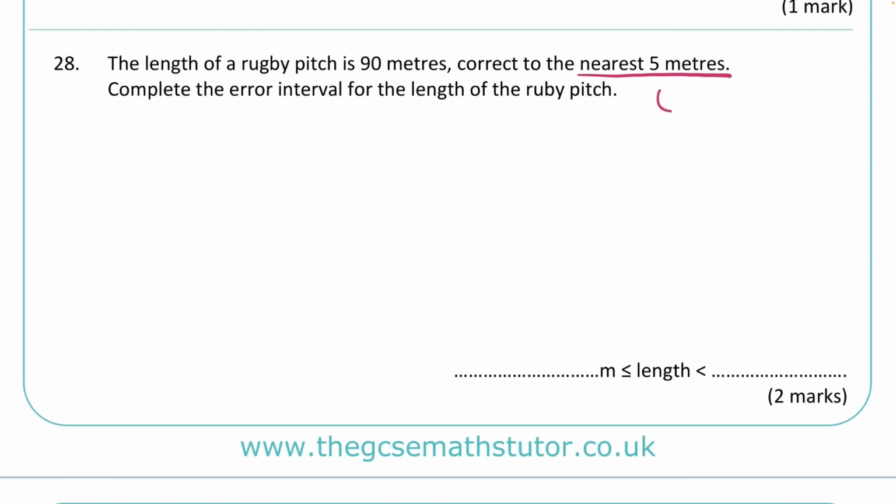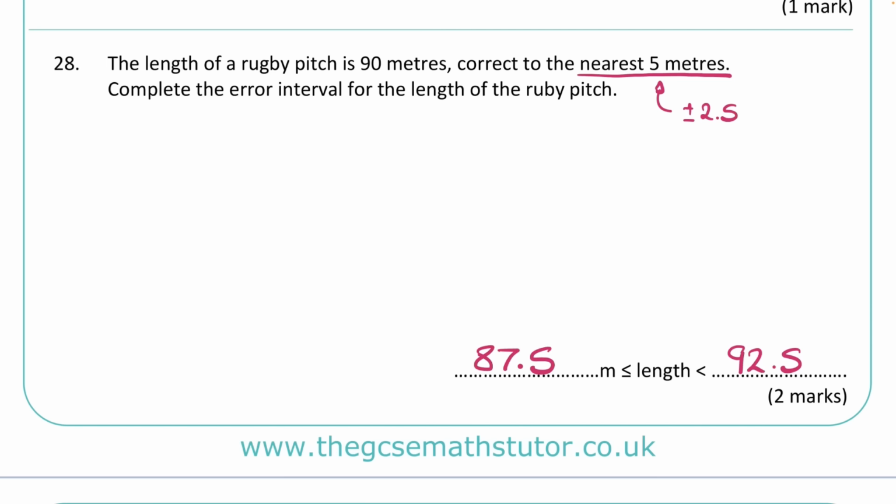The nearest 5 means it could be plus or minus 2.5 above and below, which means the biggest it could be is 92.5. And on my calculator, 90 take away 2.5, the smallest it could have been is 87.5. And there we go, that is my error interval.